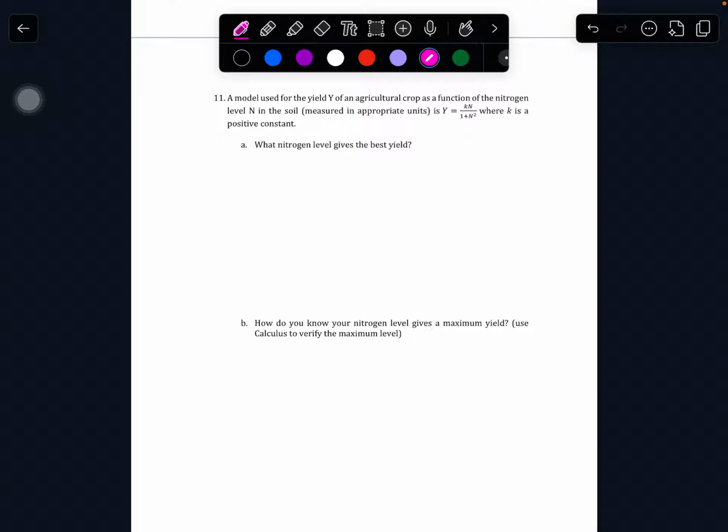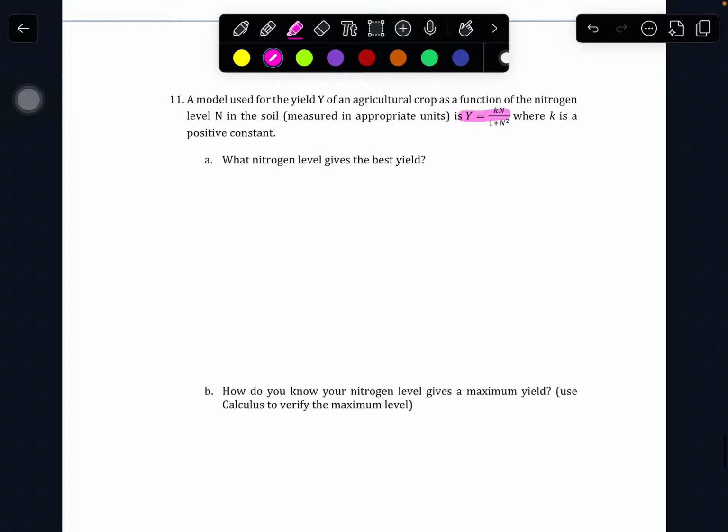For number 11, you have a word problem, but let's not be scared of it, alright? So I have this equation here, and it represents the yield for nitrogen level. K is a constant, a positive constant. That means K is a number, N is our variable, okay?